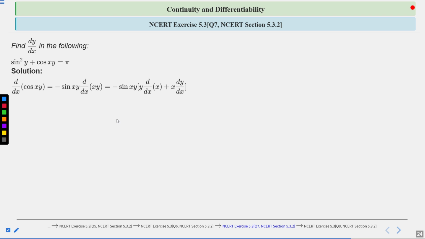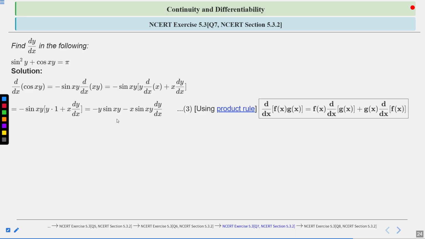Now d upon dx of cos xy will be equal to minus sin xy into d upon dx of xy, right? Which will be equal to, by using product rule, minus sin xy into y d upon dx of x plus x dy by dx, right? Which is equal to minus sin xy into y into 1 plus x dy by dx, which will be equal to minus y sin xy minus x sin xy dy by dx, right?